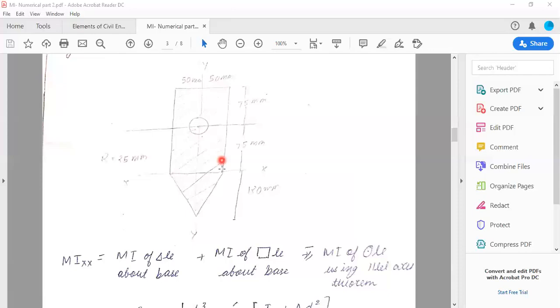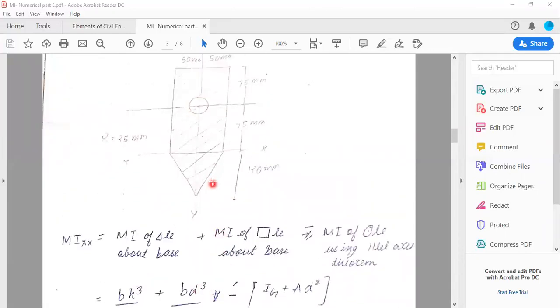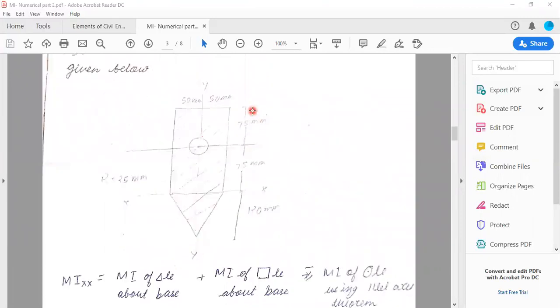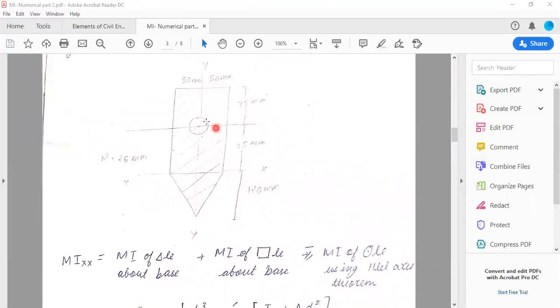So b is 100, h is 150. It is bd cube by 3 for a rectangle. So d is your 150 and b is 100. This is for a rectangle. Then we have to deduct for a circle.